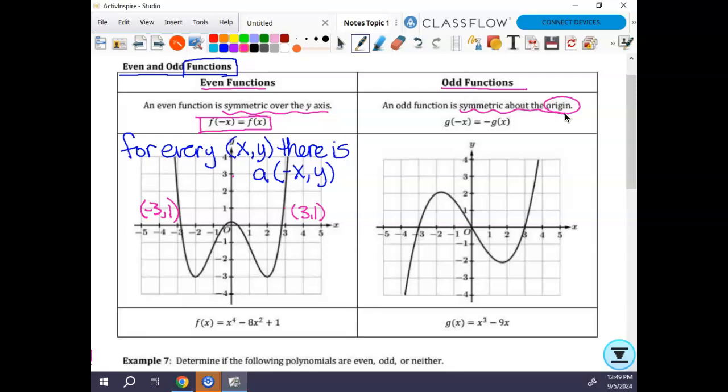No, it does not have reflexive symmetry, but if my center of rotation is the origin, and I rotate this 180 degrees, which you can just turn your paper upside down, I can't turn my board upside down, the graph looks exactly the same, okay?